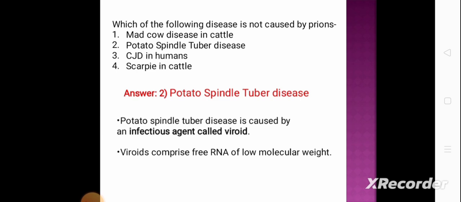Potato spindle tuber disease is caused by an infectious agent called a viroid. The viroid comprises free RNA of low molecular weight, that is, 250 to 400 bases long.